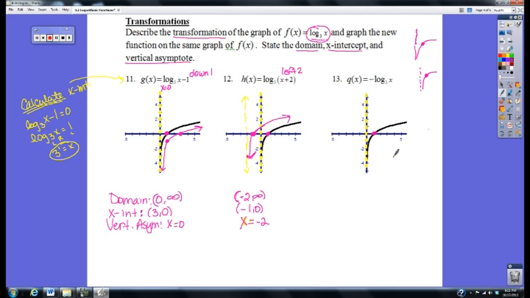And we have one more. We have a negative in front of log base 3. A negative in the very front means we're going to reflect over the x-axis. So if we reflect over the x-axis, my vertical asymptote is going to reflect over itself, so it's still the same vertical line, x equals 0.